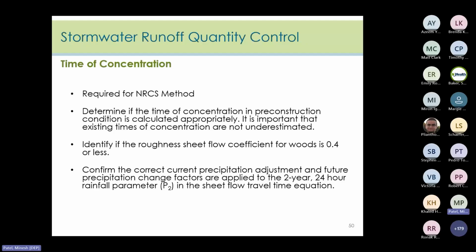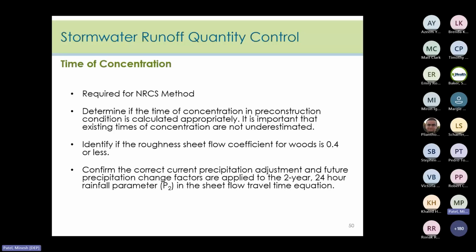The reviewer should next look at time of concentration. Information on how to calculate it can again be found in Chapter 5 of the BMP Manual and the National Engineering Handbook. We also need to determine if the time of concentration in the pre-construction is appropriately calculated. We need to make sure that they are not underestimating this value.